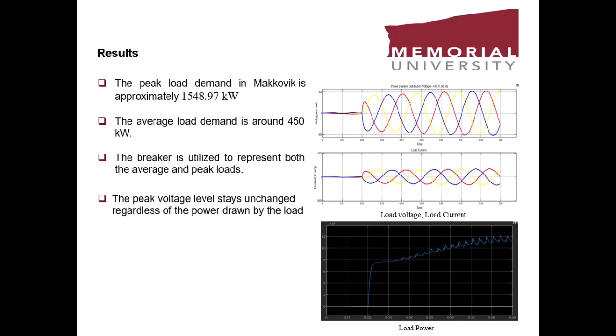In addition, the output voltage, current, and power of the load are shown in this slide. The peak load demand in Makkovik is 1,548 kilowatts, and the average load demand is 450 kilowatts. In this study, the breaker is used to represent both average and peak load.